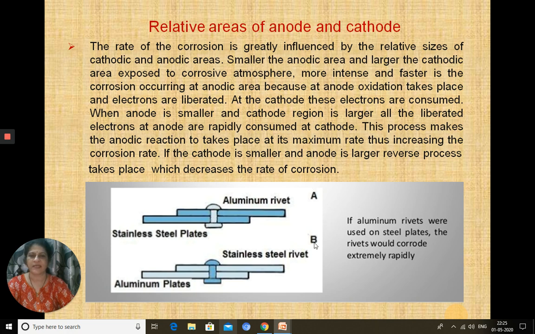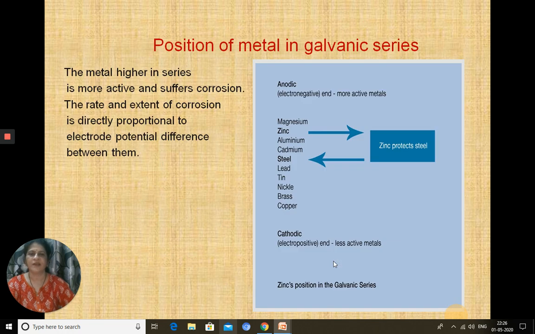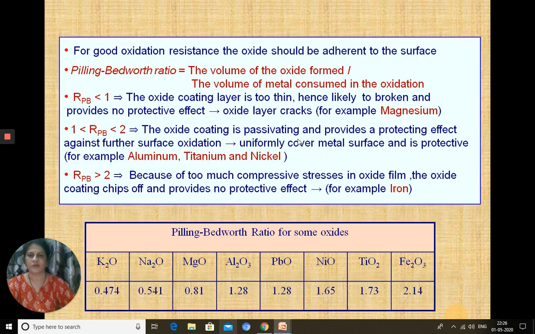There are two examples, A and B. In the first example A, there are steel plates connected together by aluminium rivets, and in the second, there are aluminium plates connected by steel rivets. Now if you look at the galvanic series, where does the zinc lie? The zinc lies towards the anodic end and steel lies towards the cathodic end. So when these two metals are in contact, zinc will act as an anode and steel will act as a cathode.